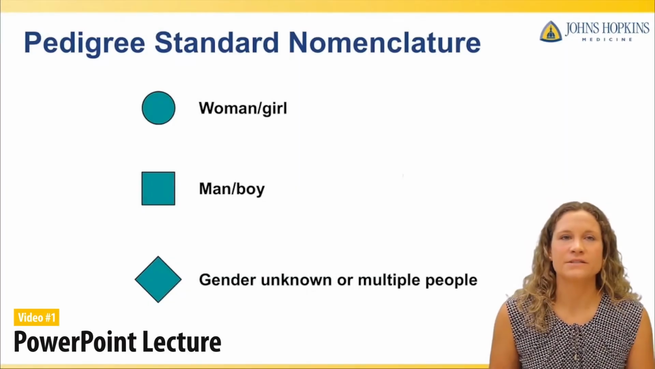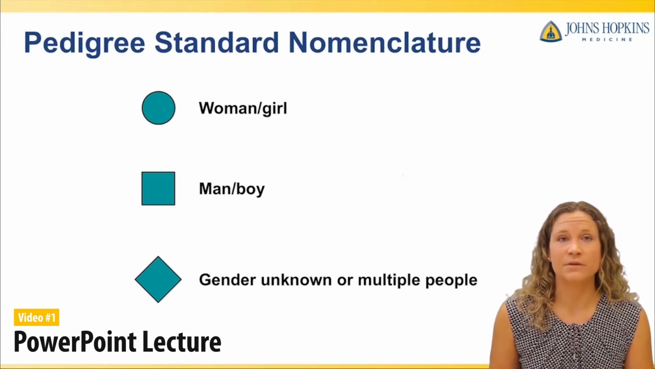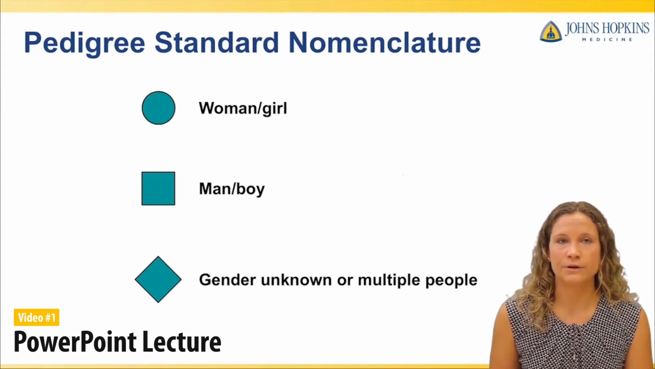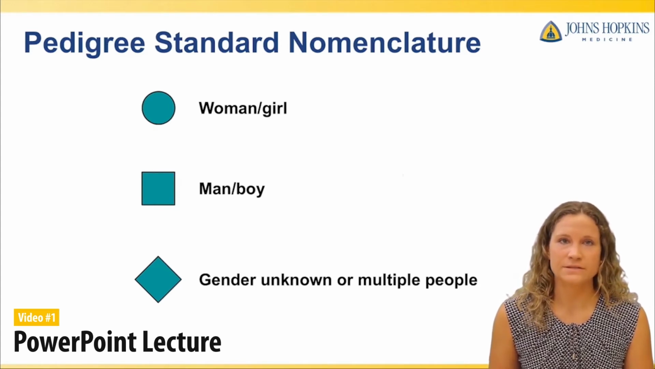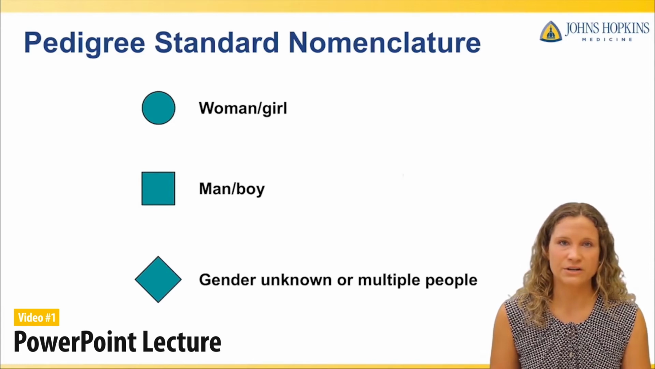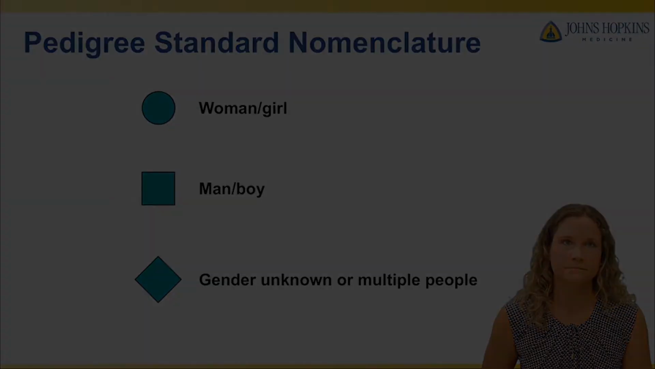There are some basic shapes that we use to describe and or represent people on a pedigree. The first one is a circle. Circle is a woman or a girl, female. A square is a man, boy, so that's a male. And a diamond can represent if we don't know the gender, or maybe we're going to group multiple people together that are males and females. We can use a diamond for that.